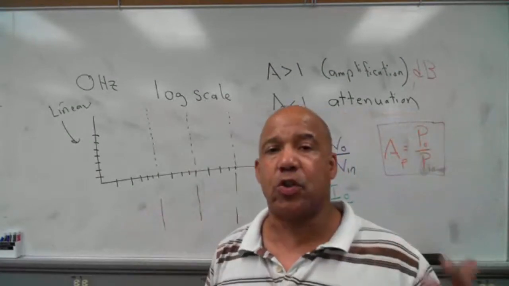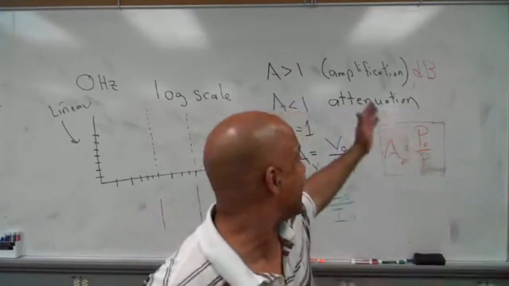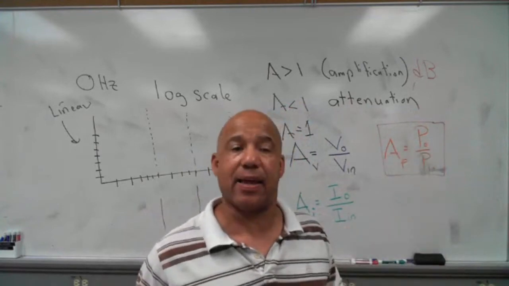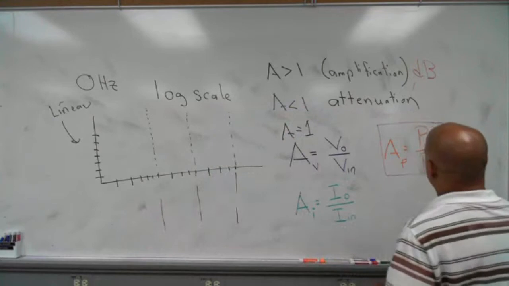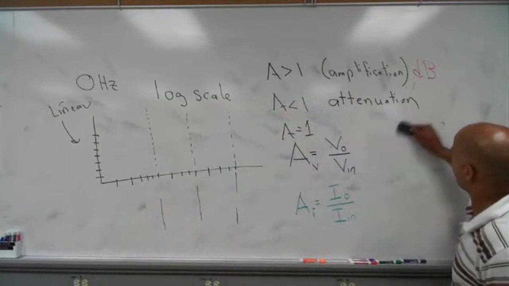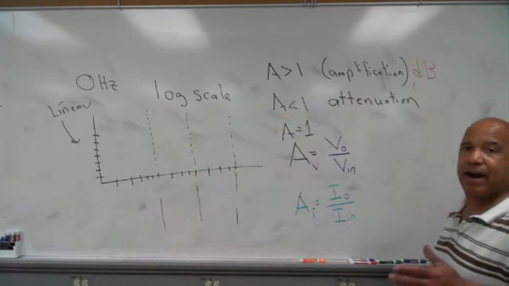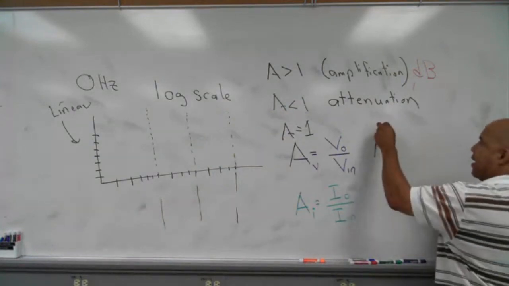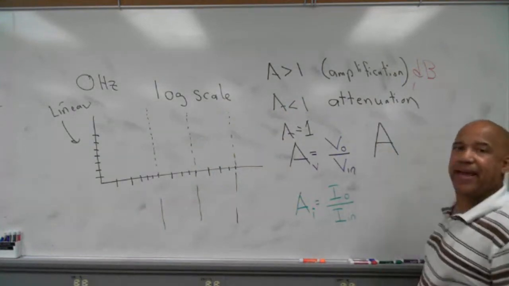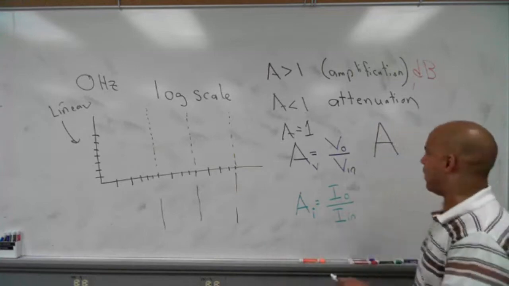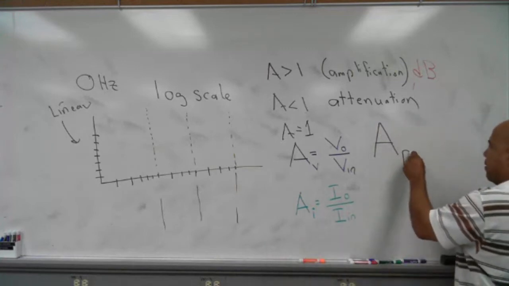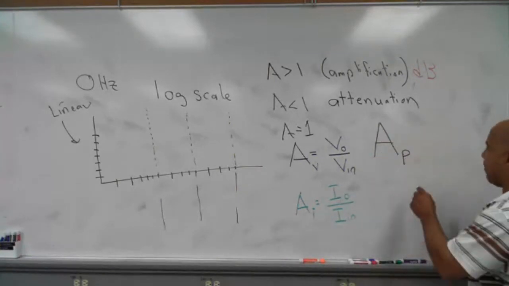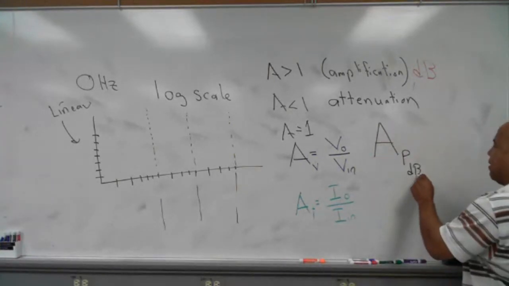Well, there's 2 ways you can express all of these gains: the regular gain and then the dB gain. So let me erase this, and I say, all right, well, what's this? You can say A is gain. Well, what kind of gain? Okay, well, maybe I put a P here. So it's power gain. But I can also have that power gain written in dB.